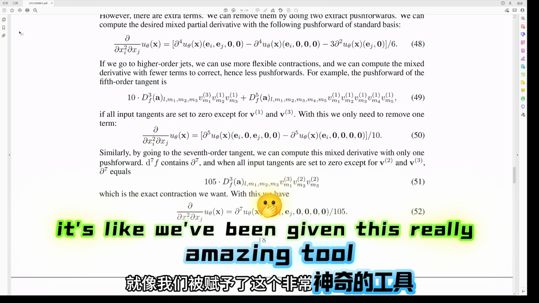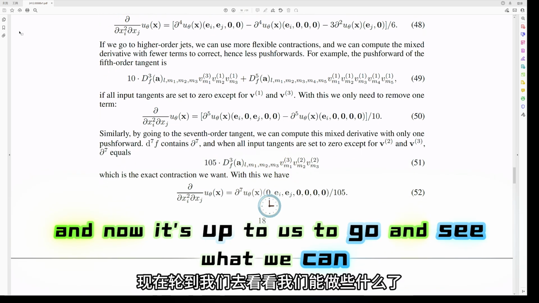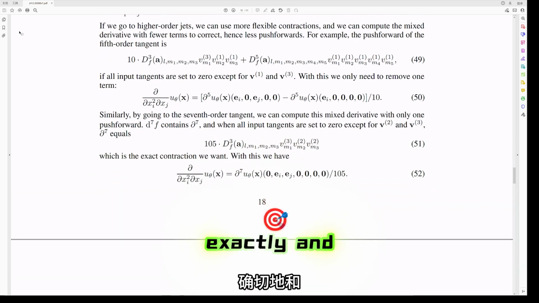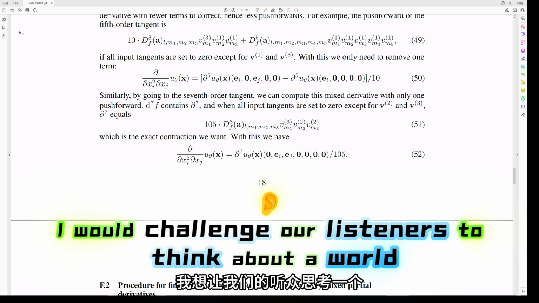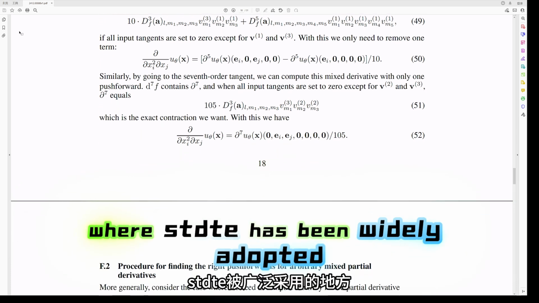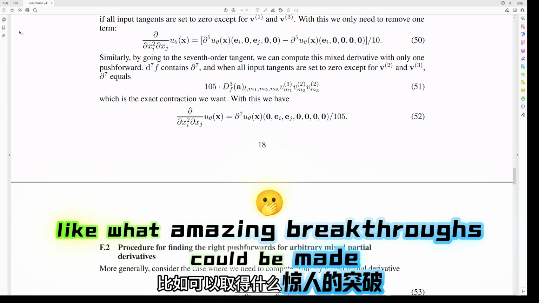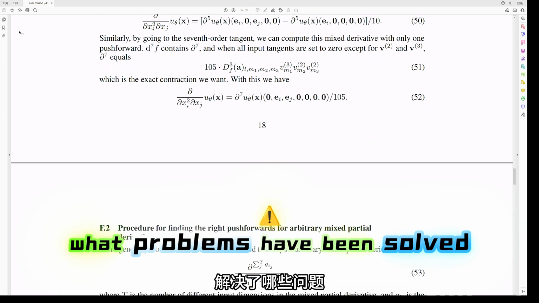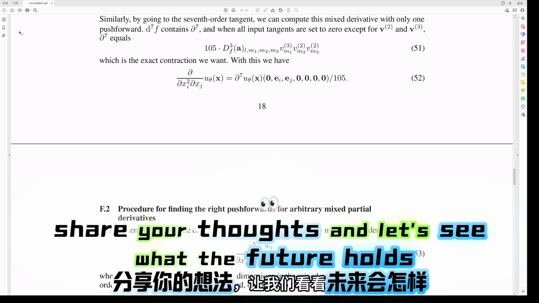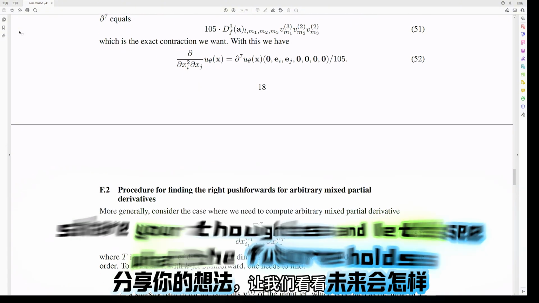Absolutely. It's like we've been given this really amazing tool, and now it's up to us to go and see what we can do with it. Exactly. And I would challenge our listeners to think about a world where STDE has been widely adopted. Like what amazing breakthroughs could be made, what problems have been solved. Share your thoughts and let's see what the future holds. I love that challenge.